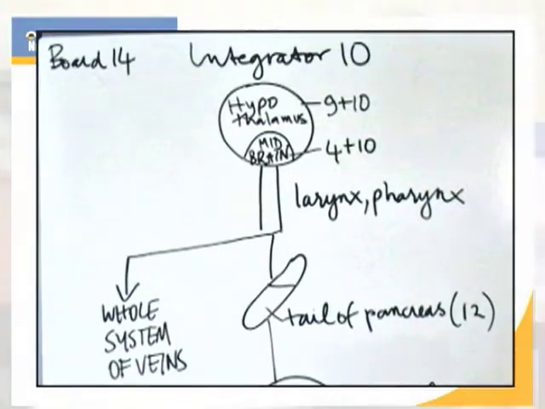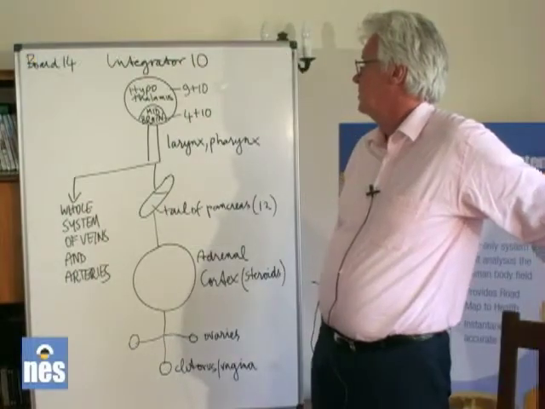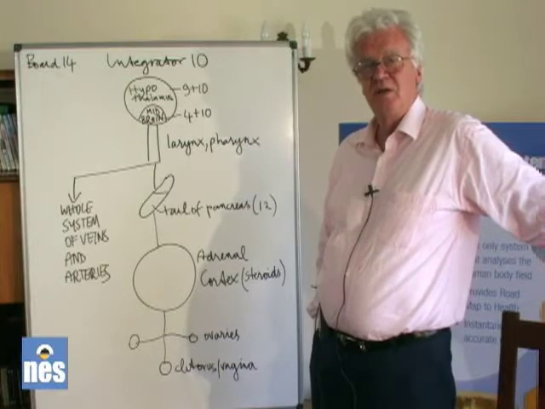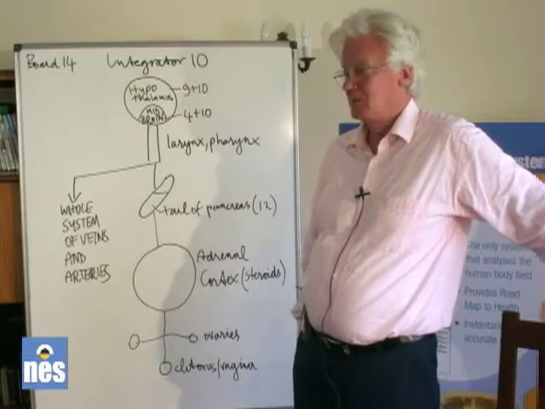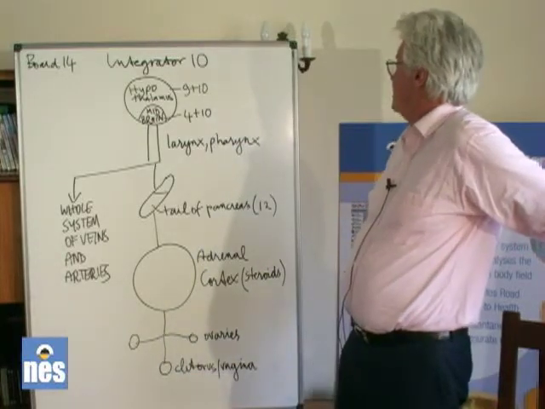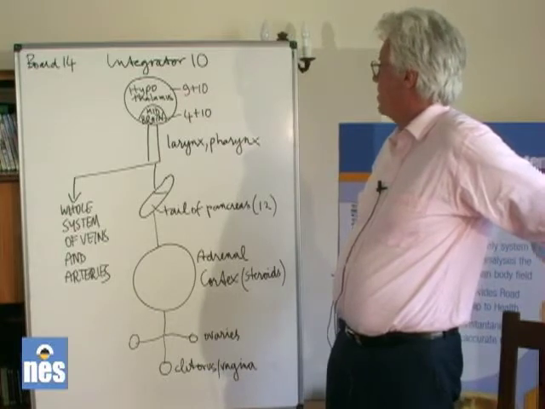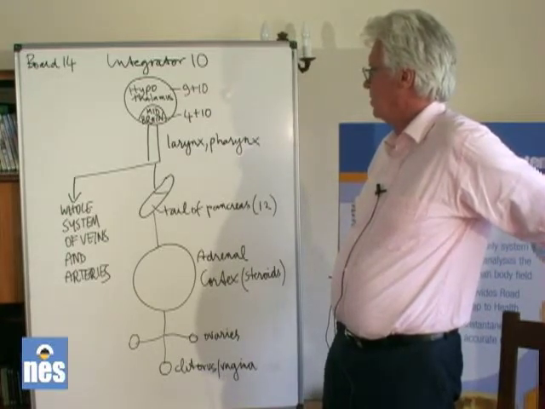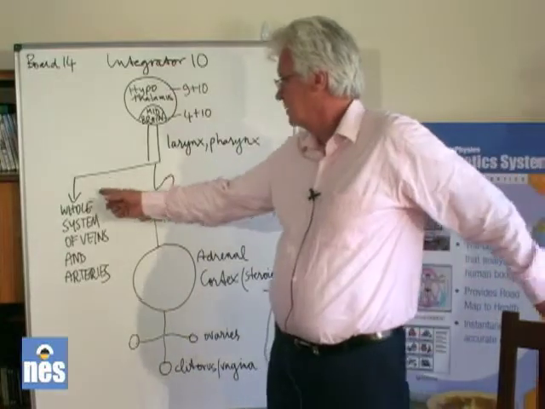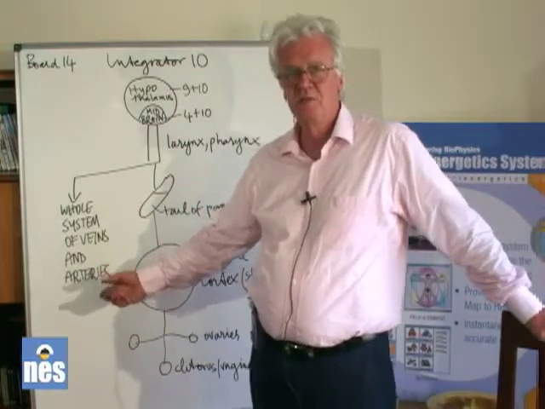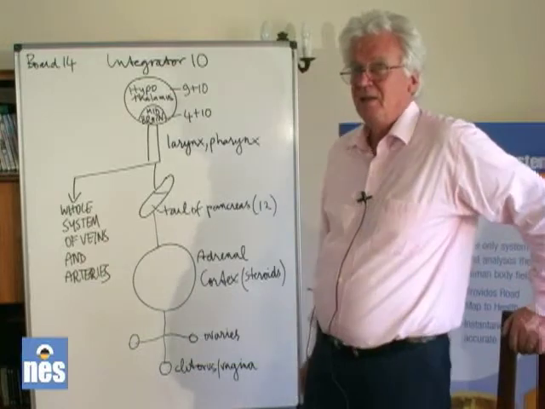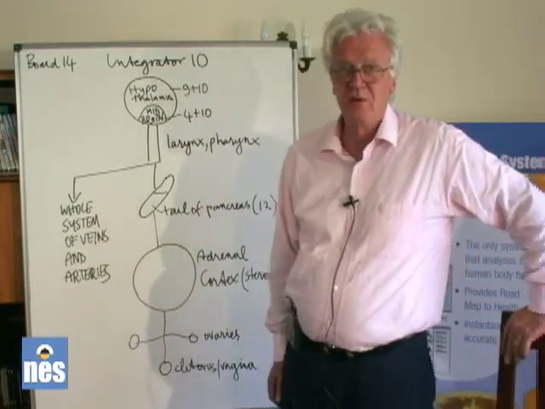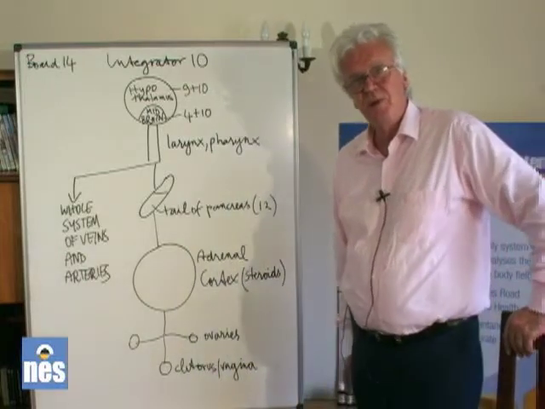Midbrain, again, here it is again. We've got it at 4 as well as 10. Use 4 and 10 together, you're having a very strong regulatory effect. Larynx and pharynx belong to this group, as does the whole system of veins and arteries. The largest system in the body by far is the system of veins and arteries, and it goes wrong from about age 21 onwards.